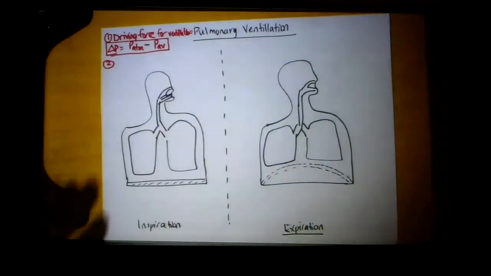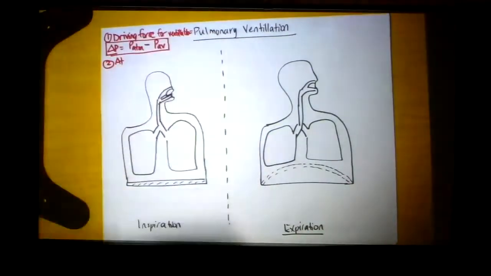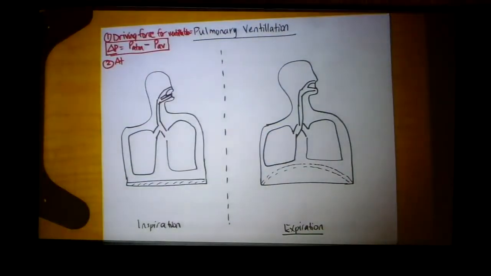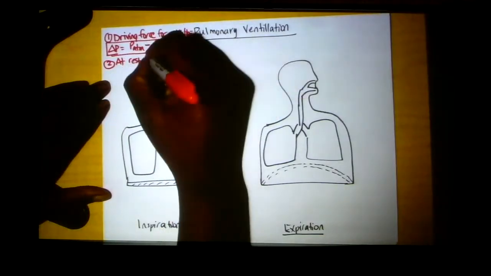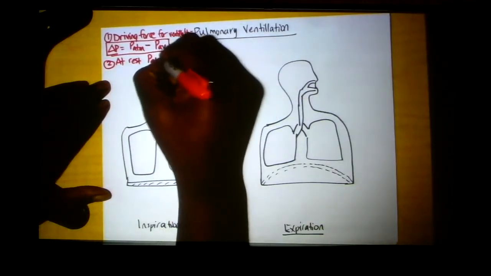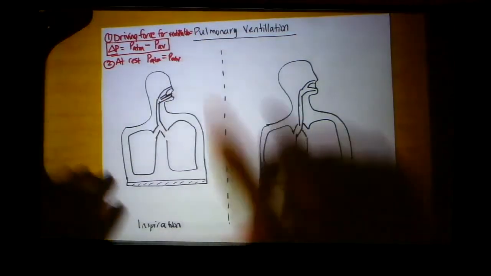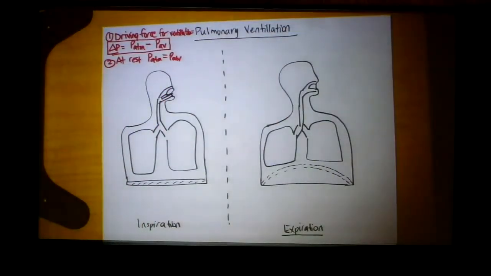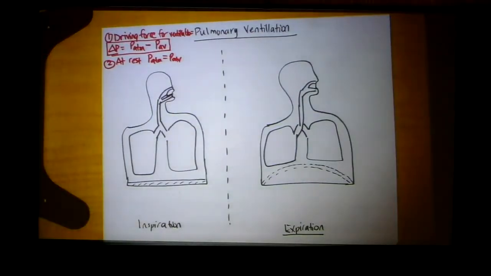The second thing we'll say here is that at rest, so at the end of a full expiration, the atmospheric pressure is equal to the alveolar pressure. Okay, so we have a gradient which creates airflow, and at rest we have no gradient because these two pressures are equal, and so we have no flow. All right.